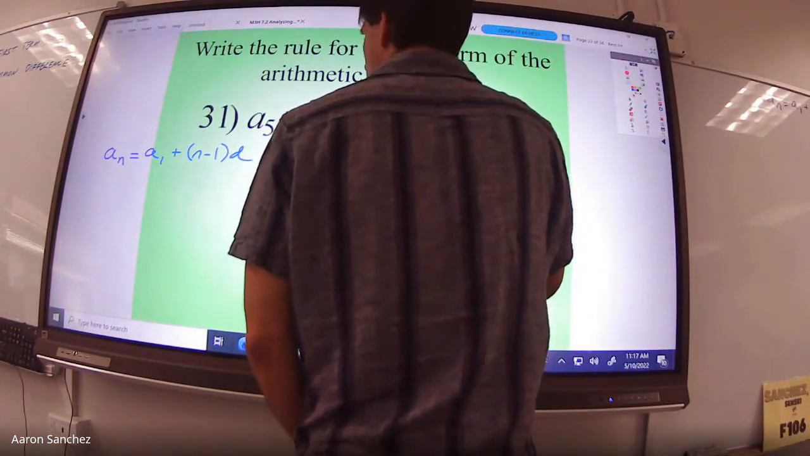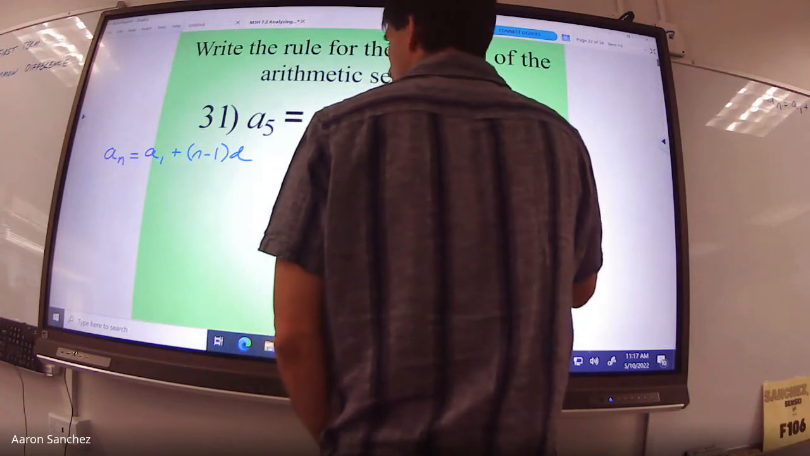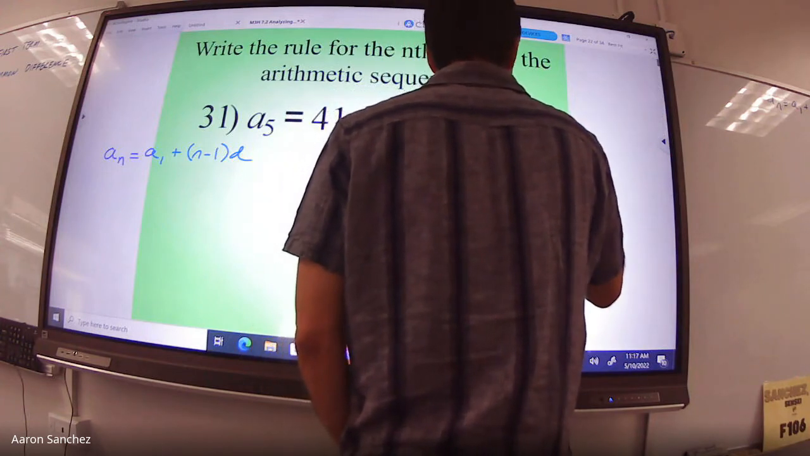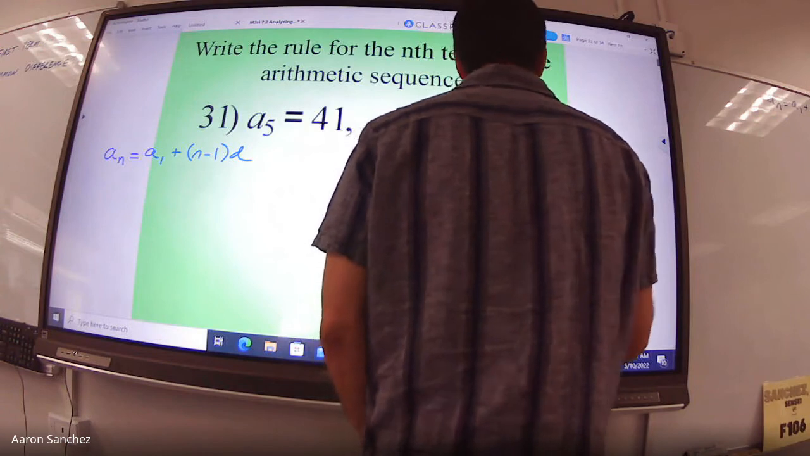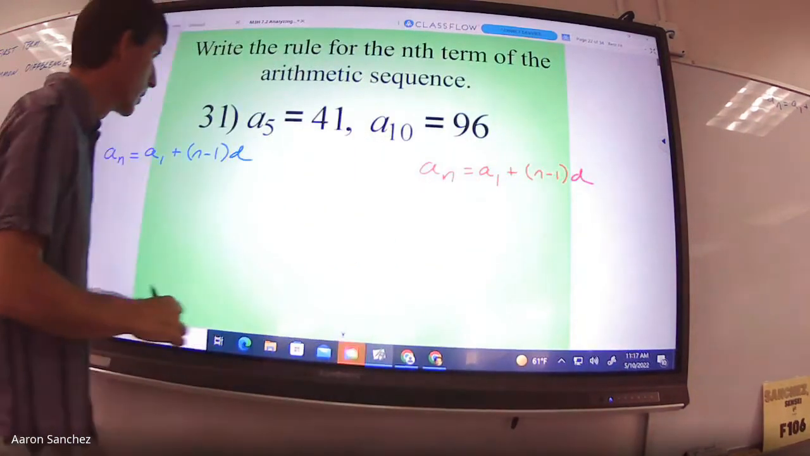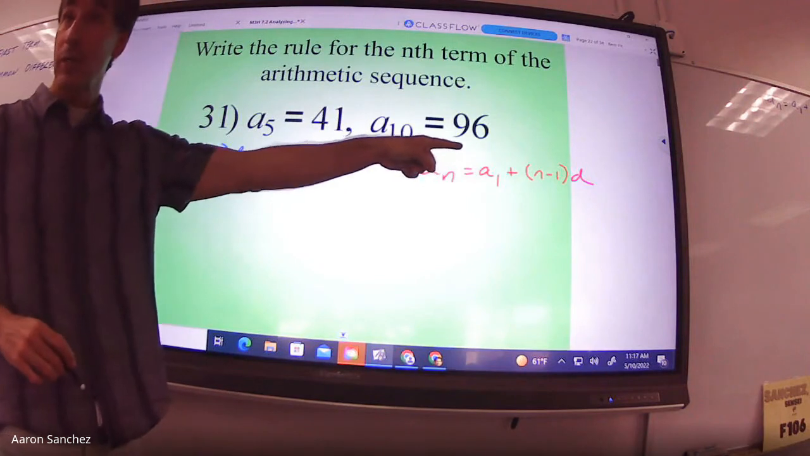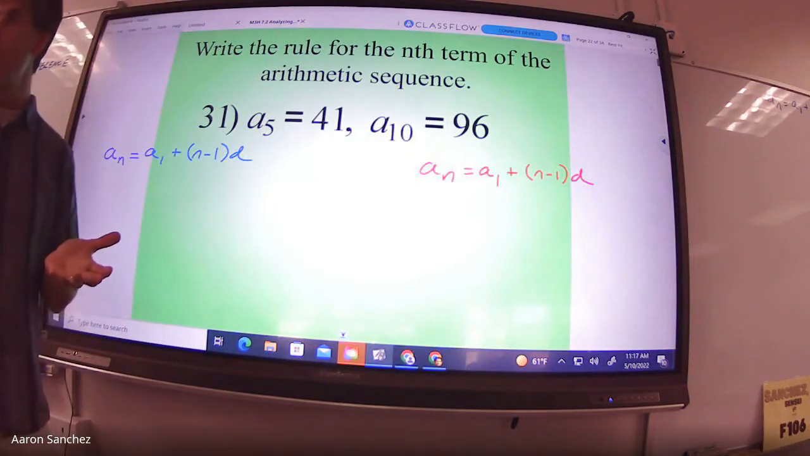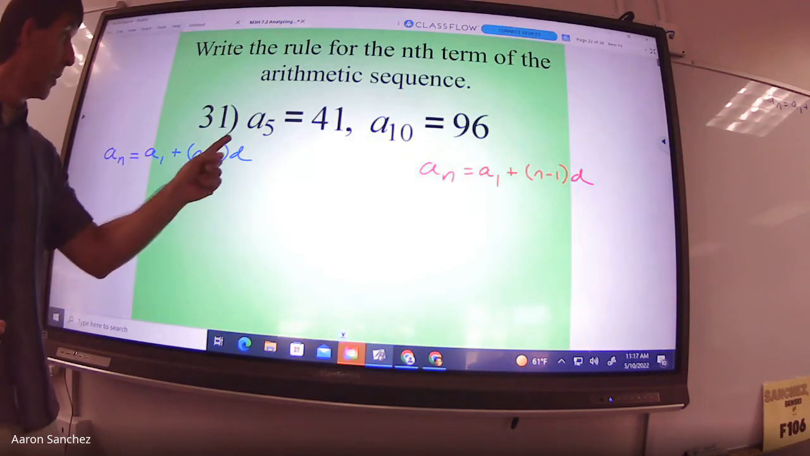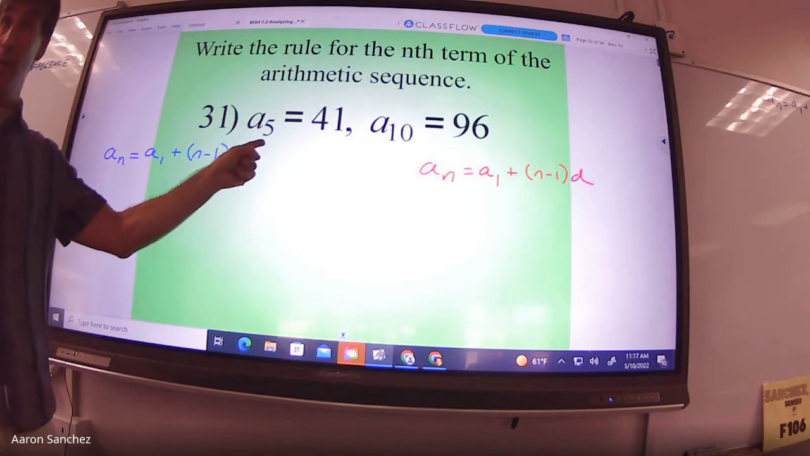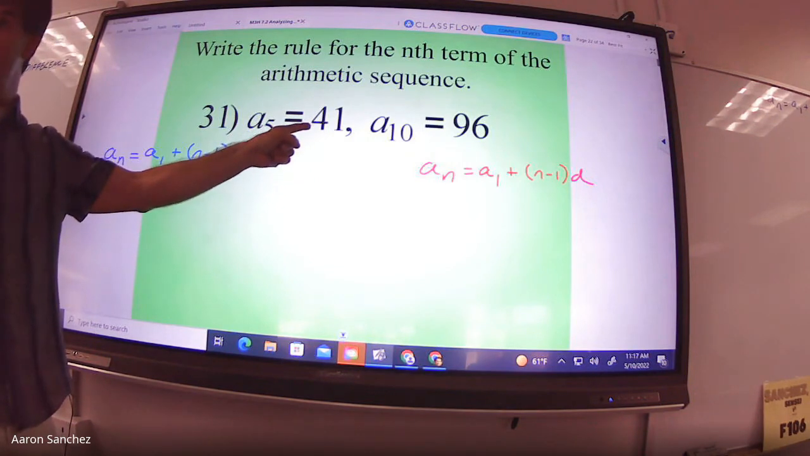A sub n equals a sub 1 plus n minus 1 times d. Okay, so let's do the blue for this one, the red for this one. Let's plug in what we know. What do I know? I know the n, and I know the a sub 5.